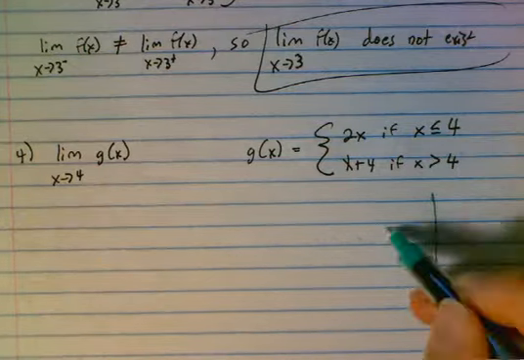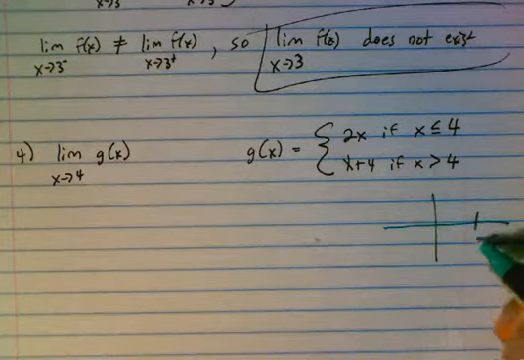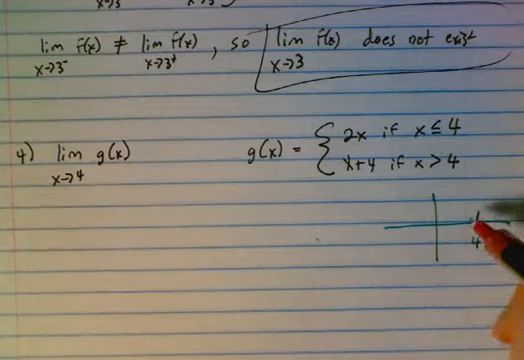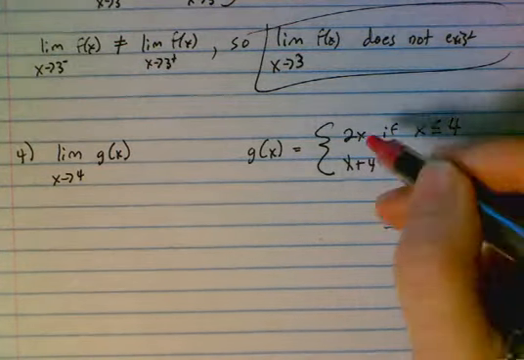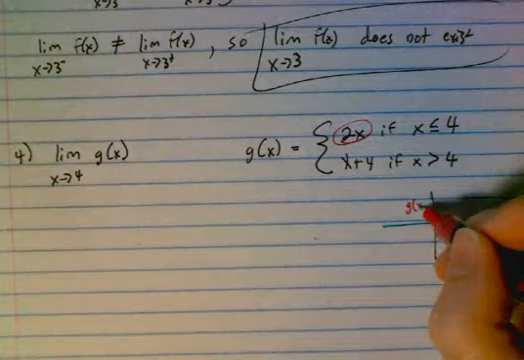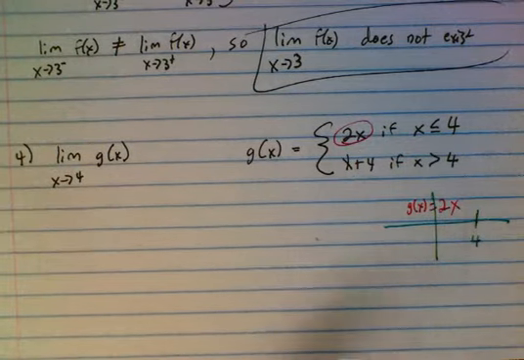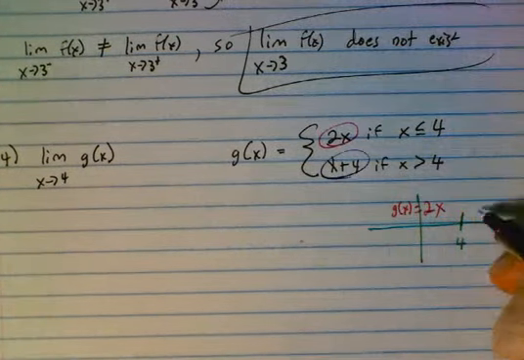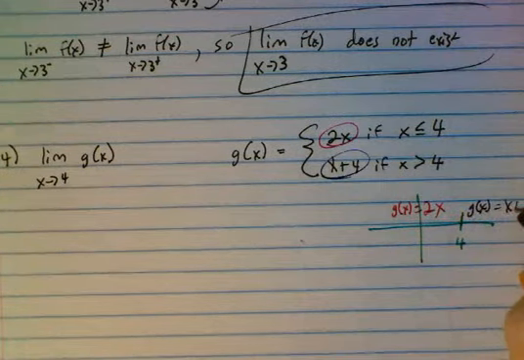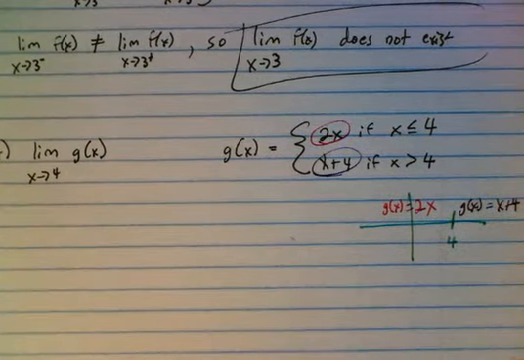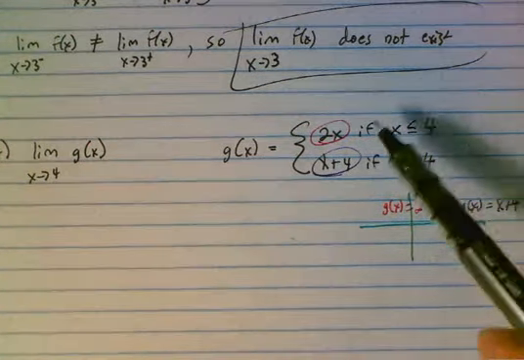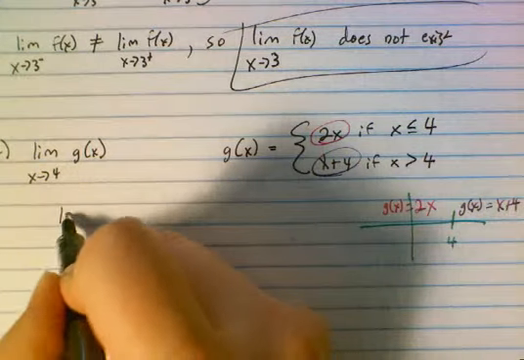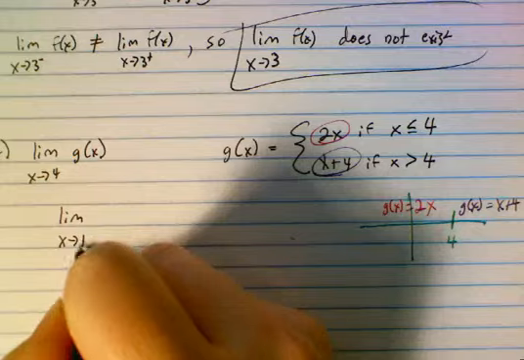So what that means is that if we were going to graph this function, we're splitting it off at 4. When x is less than 4, all the way over here, we have g of x equals 2x, and when x is greater than 4, off to the right here, we have g of x equals x plus 4. So because we have a piecewise function, we could have a jump discontinuity. So we have to check both the limit as we approach from the left.